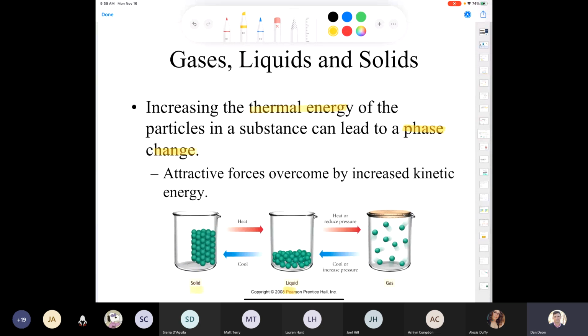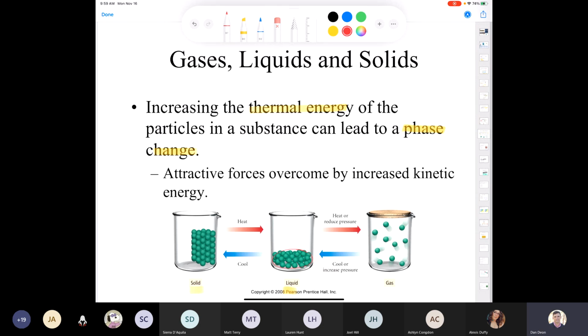You provide more thermal energy, all of a sudden the particles start vibrating, they're moving, and then what happens is that the attractive forces in the solid are overcome by that increased kinetic energy, and you make a liquid. Are there forces holding the molecules in a liquid together? Absolutely. Right, but what do we know about a liquid?